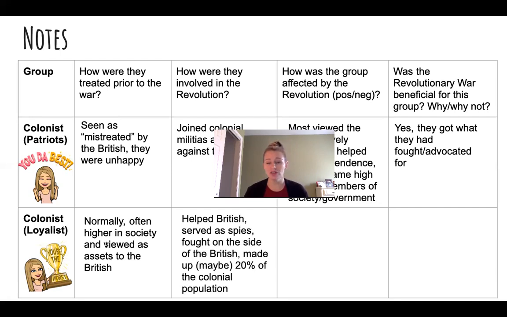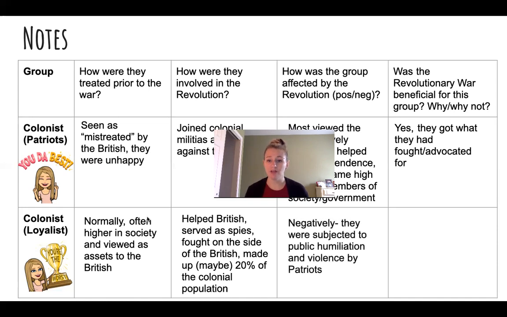During the revolution, they actually helped the British in a lot of ways. They served as spies sometimes and shared that information with the British. Some of them went and fought on the side of the British. It is thought that about 20% of the population of the colonists were actually loyalists. And I want you to think about that. That's actually a really large group. That's 1 out of every 5 colonists technically didn't want to fight for independence. So that was just a huge group of people.